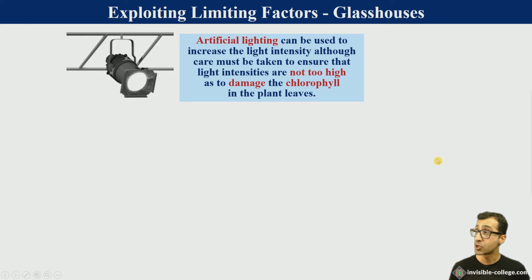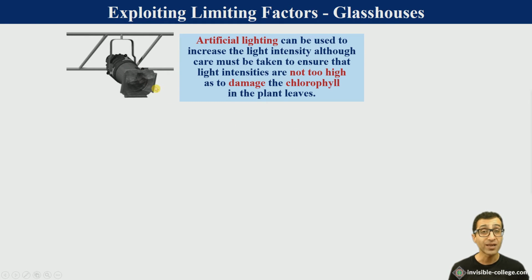So commercial growers will use artificial lighting to increase the light intensity. Now, these aren't just ordinary lights, these are special lights which are designed to produce those ranges of frequencies which correspond most closely to the absorption and action spectra of the plants which are being grown. Now, it's also important that the light intensity doesn't get too high, because if it does, it can also damage the chlorophyll in the plant leaves.